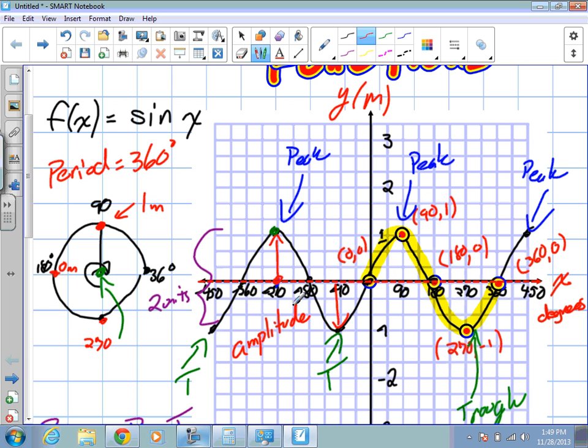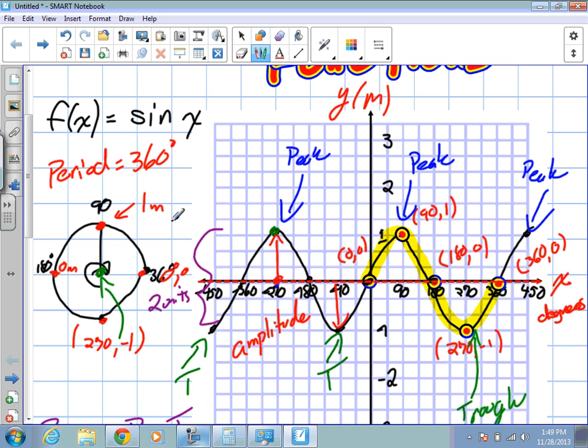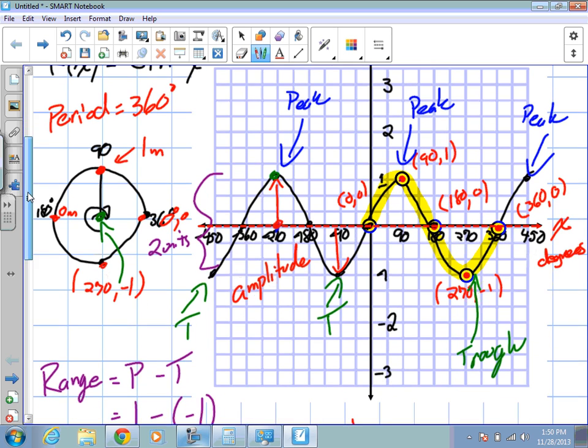And at 360, what's it doing? Yeah, it's coming back out, right? It's coming out of the water. What is the diameter of this wheel? 2. And what is that the same as?